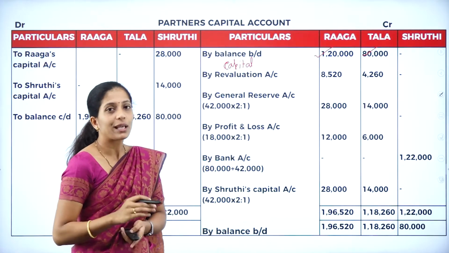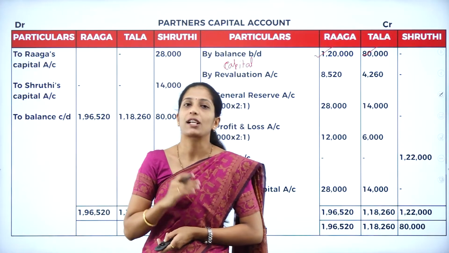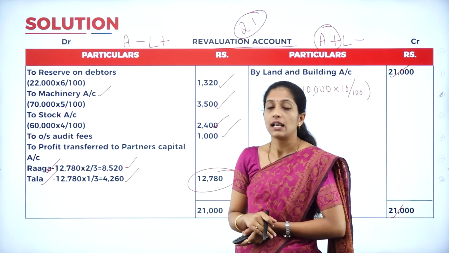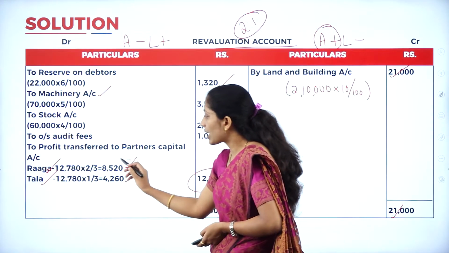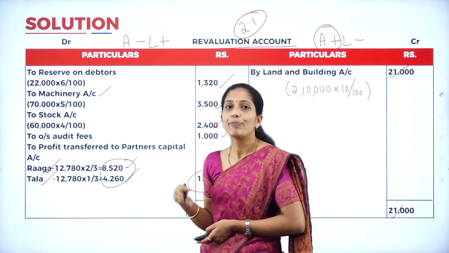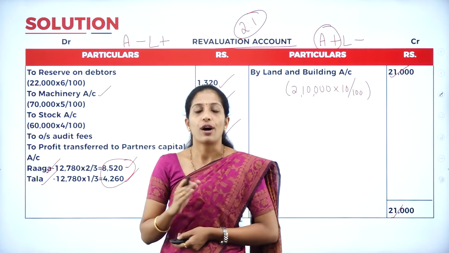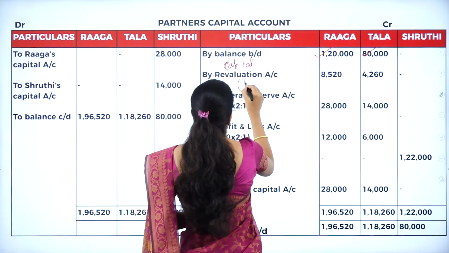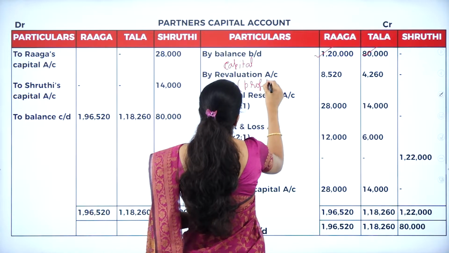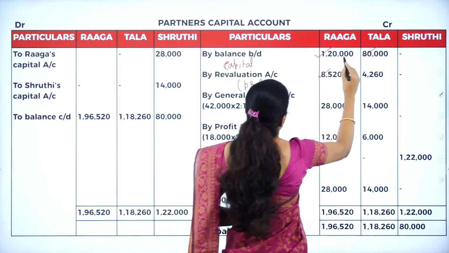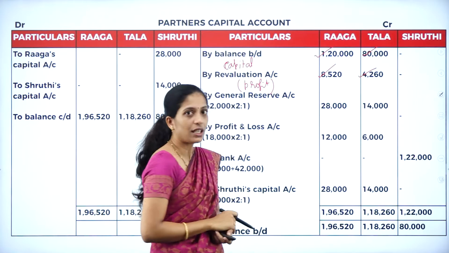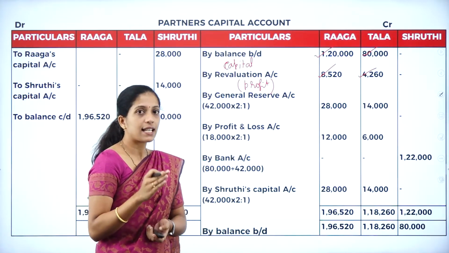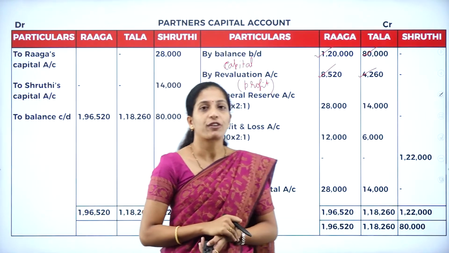Next, you have already prepared the revaluation account. So what is the balancing figure of revaluation account? This revaluation profit. So transfer this profit to partners capital account. How to record? By revaluation account, so it is profit. How much will each partner get? 8,520 and 4,260.